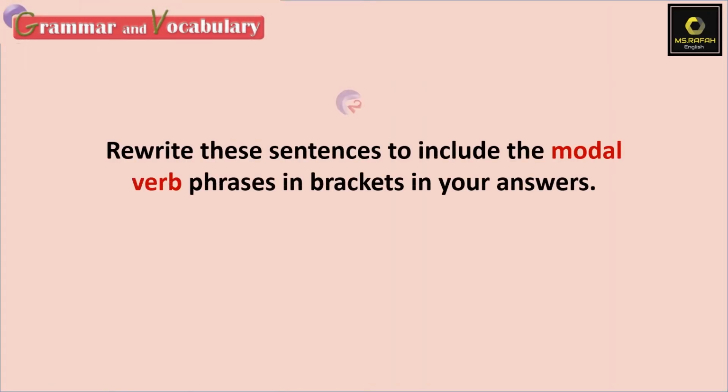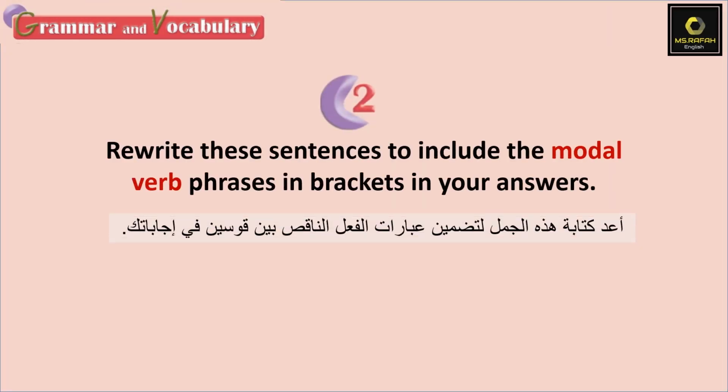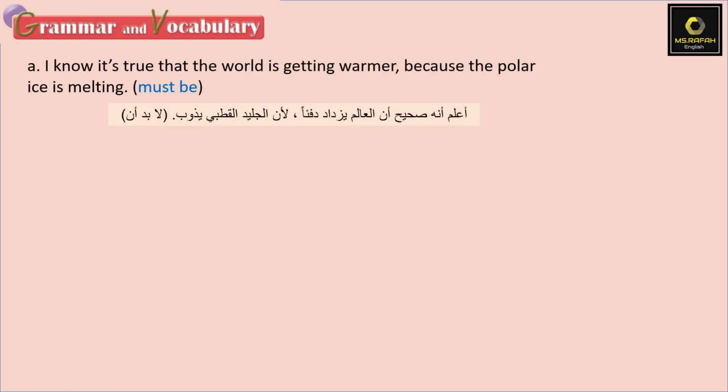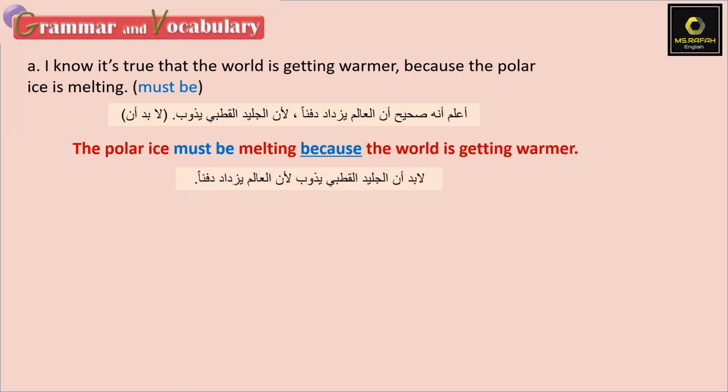Question 2. Rewrite these sentences to include the modal verb phrases in brackets in your answers. إذا رح نعيد كتابة الجملة بحيث نتضمن المودال verb الفعل الناقص. I know it's true that the world is getting warmer because the polar ice is melting. رح نحط النتيجة بالأول. The polar ice must be melting because the world is getting warmer.